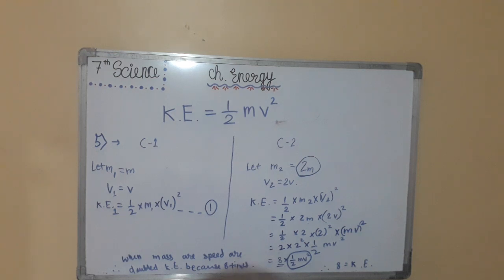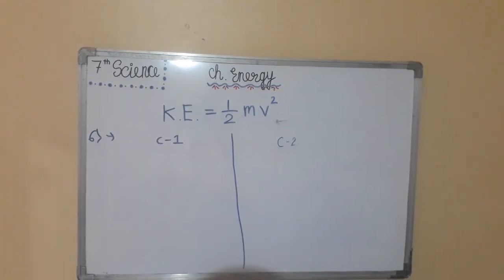8 times. I hope you have understood this question. Now question number 6. When the mass is doubled and the speed is halved, what happens to its kinetic energy? So the solution of this question is again in case 1 and case 2.